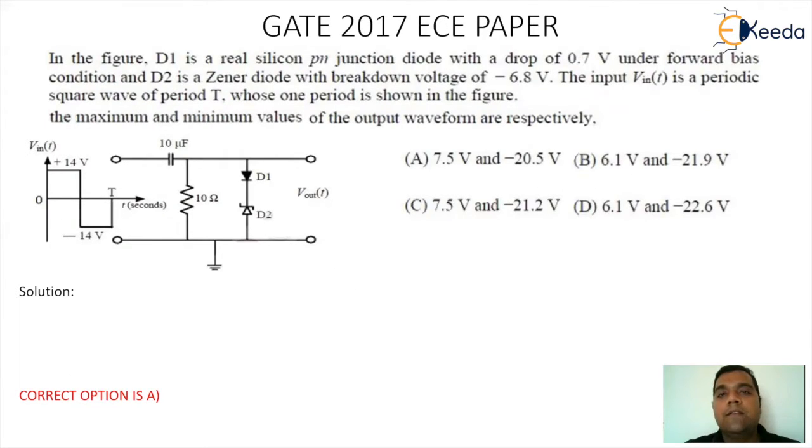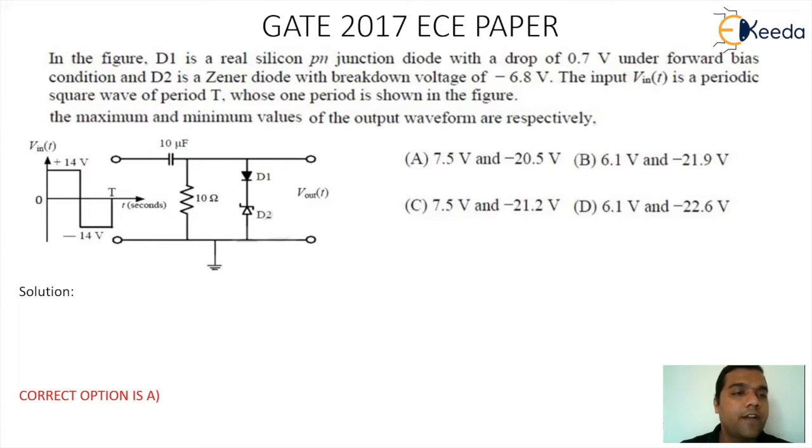GATE 2007 ECE paper. The question says, in the figure, diode D1 is a real silicon PN junction diode with a drop of 0.7 volts under forward bias condition, and D2 is a Zener diode with a breakdown voltage of minus 6.8 volt. The input Vin is a periodic square wave of period T, whose one period is shown in the figure. The maximum and the minimum value of the output waveform is.